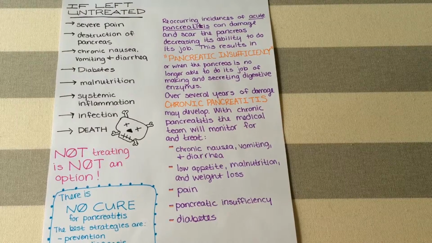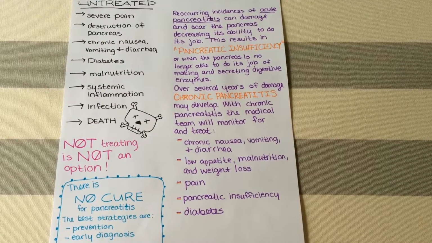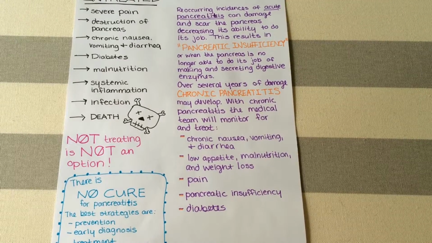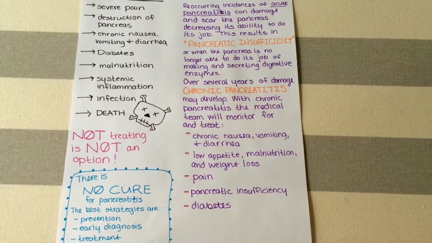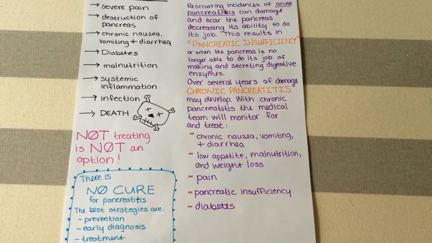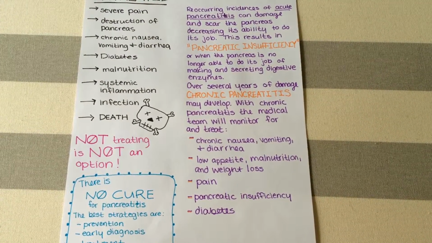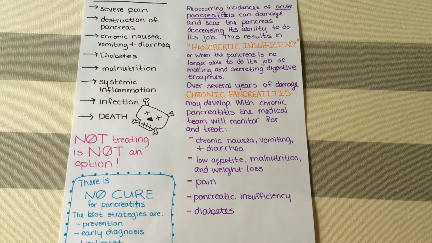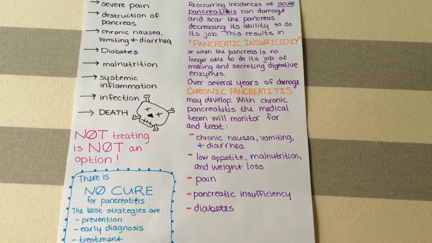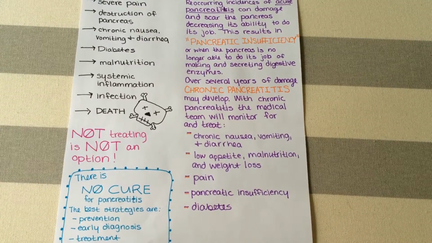Reoccurring incidences of acute pancreatitis can damage and scar the pancreas, decreasing its ability to do its job. This results in pancreatic insufficiency, or when the pancreas is no longer able to do its job of making and secreting digestive enzymes. Over several years of damage, chronic pancreatitis may develop. With chronic pancreatitis, the medical team will monitor for and treat chronic nausea, vomiting, and diarrhea, low appetite, malnutrition, and weight loss, pain, pancreatic insufficiency, and diabetes.